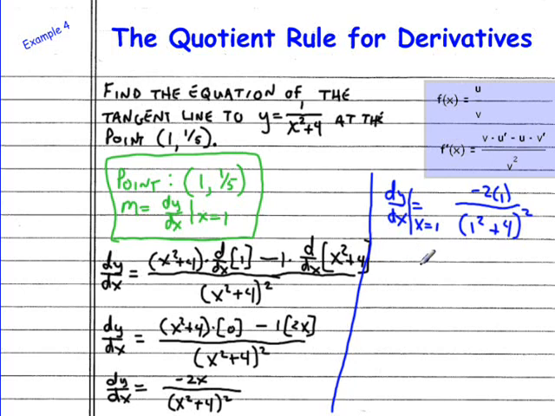So we have the derivative of y with respect to x evaluated at x equal 1 as the number negative 2 over, let's see what we have here, 1 plus 4, 5, we have 5 squared. And so that tells us the important piece of information that we were really after. That tells us the slope of our line is negative 2 divided by 25.